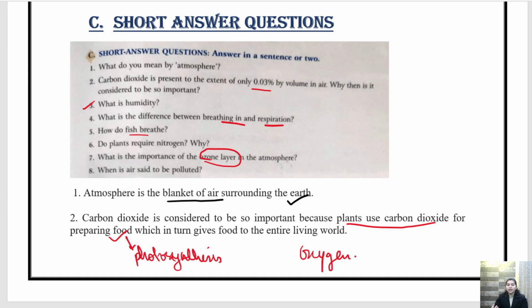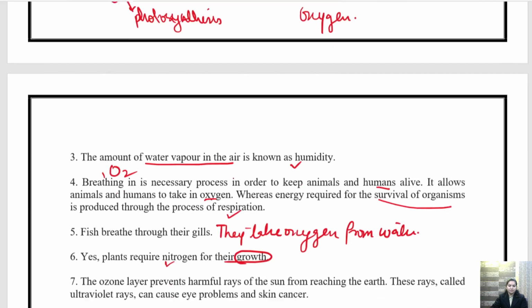So what does the ozone layer do? First of all, you should know that the ozone layer is present above the earth's crust, above the atmosphere. This ozone layer protects the earth from UV rays or ultraviolet rays. So what does ozone do? It does not let ultraviolet rays come to the earth. It absorbs them. That you will study in detail in your higher classes.